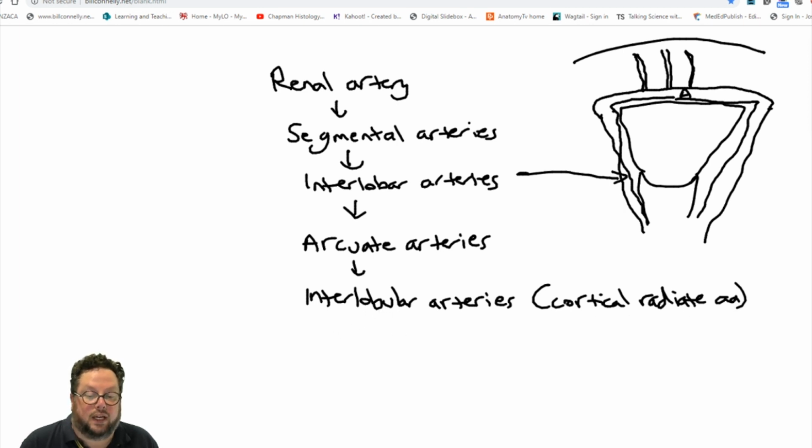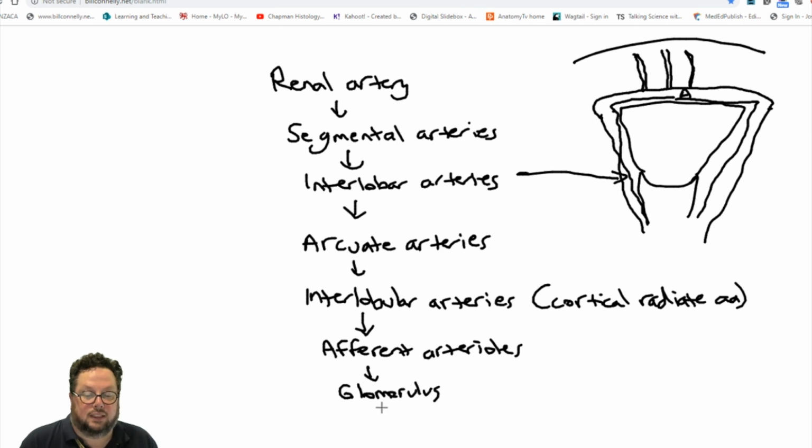So from the interlobular arteries, we then get to the afferent arterioles. From the afferent arterioles, they supply the glomerulus, which is our capillary tuft. From there, we then go to our efferent arterioles.